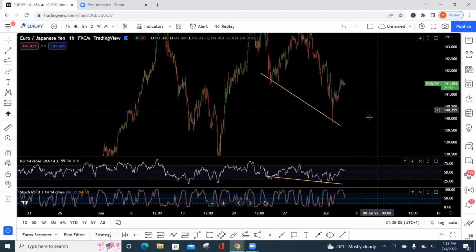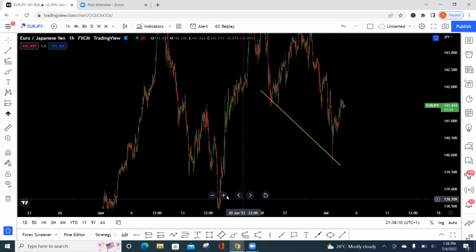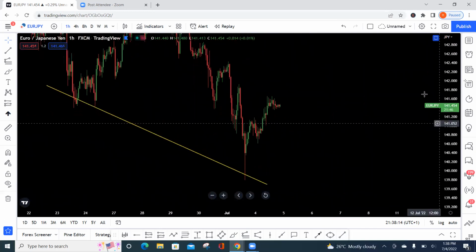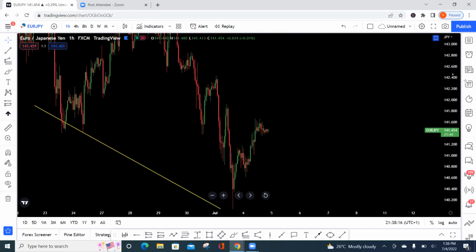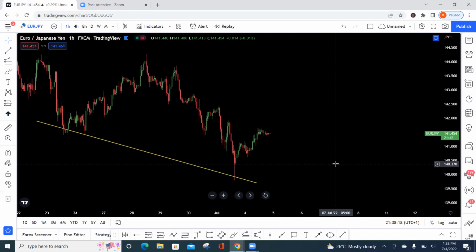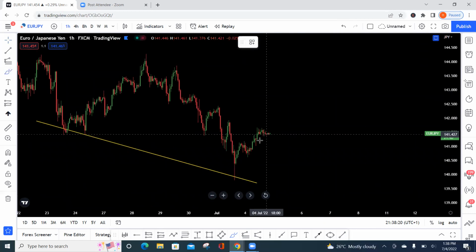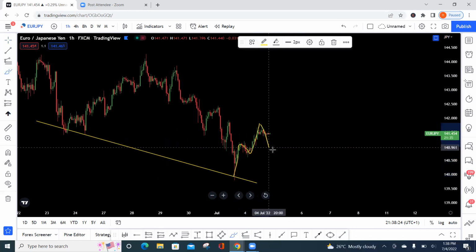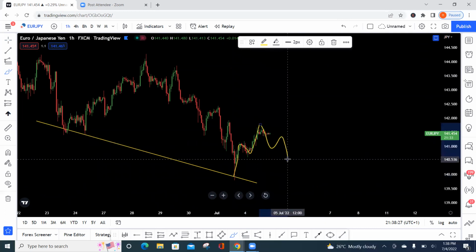So what I want is that although it's going to make a move to the upside, it's going to be very slow. Therefore, I want a situation where this market gathers momentum. I want a situation where I will have a three-wave structure here. I will have another three-wave structure here. So I have a push to the upside.